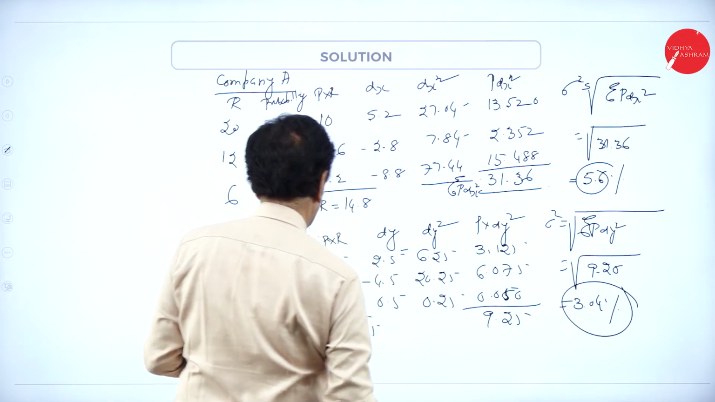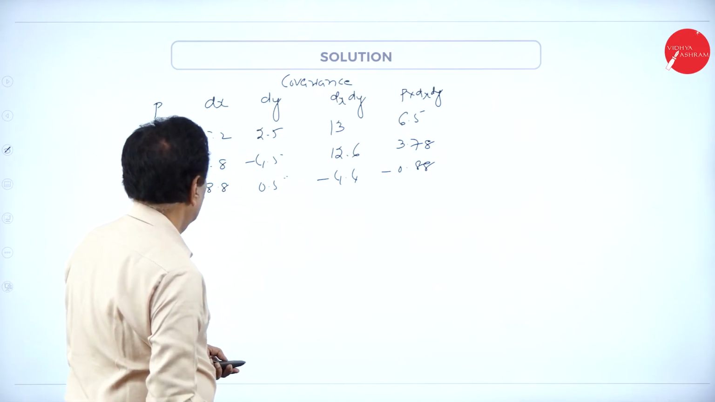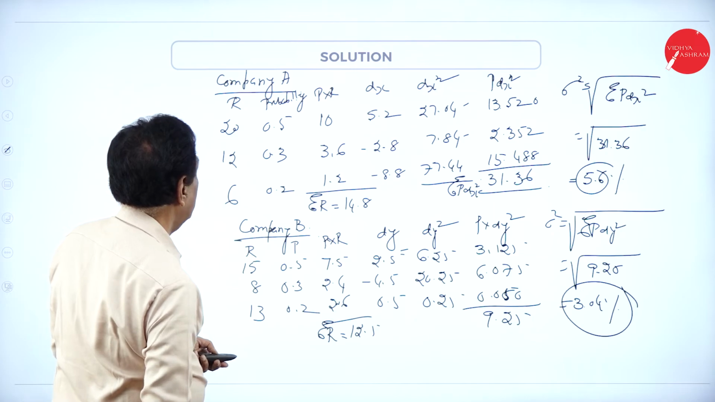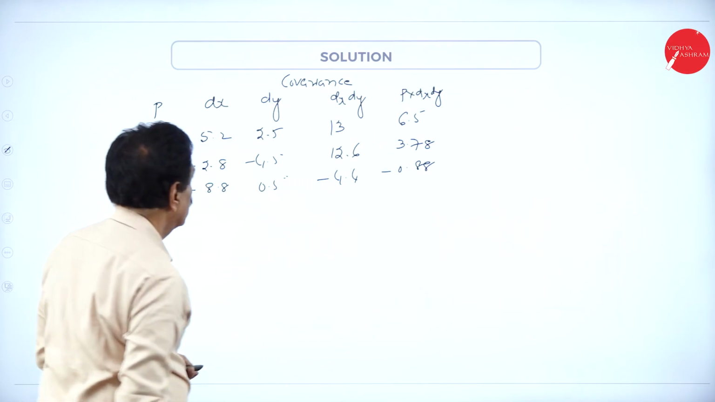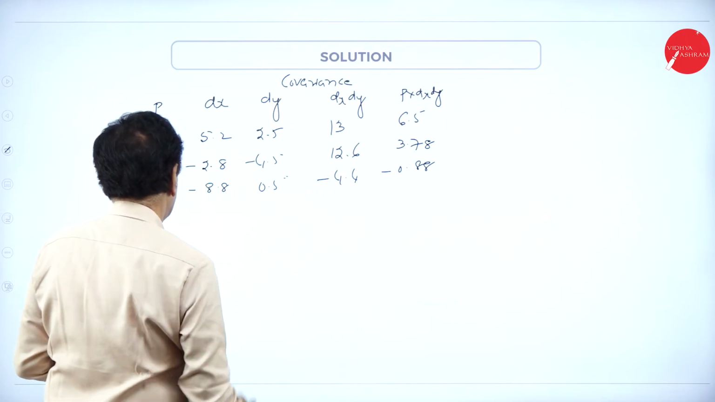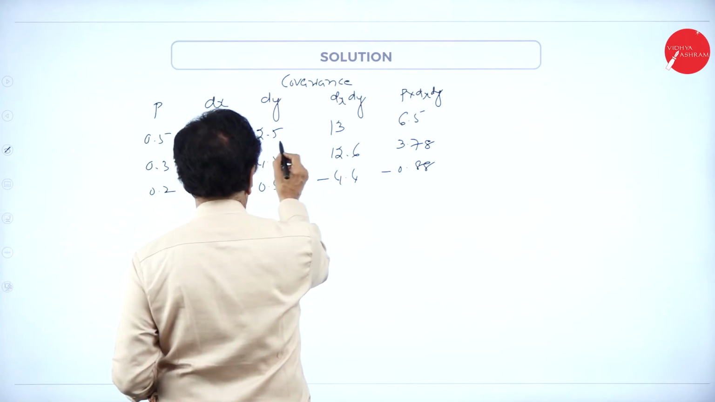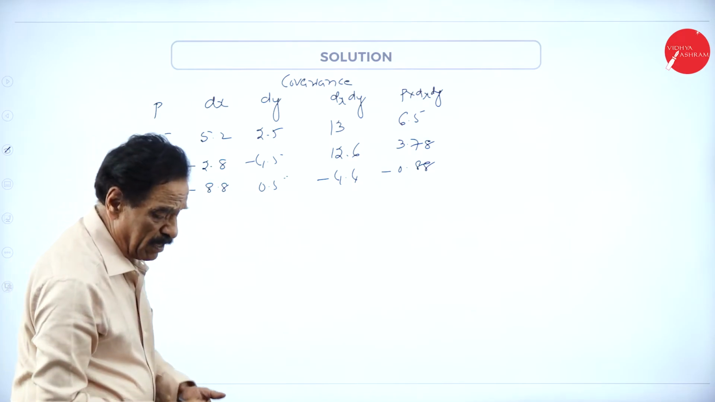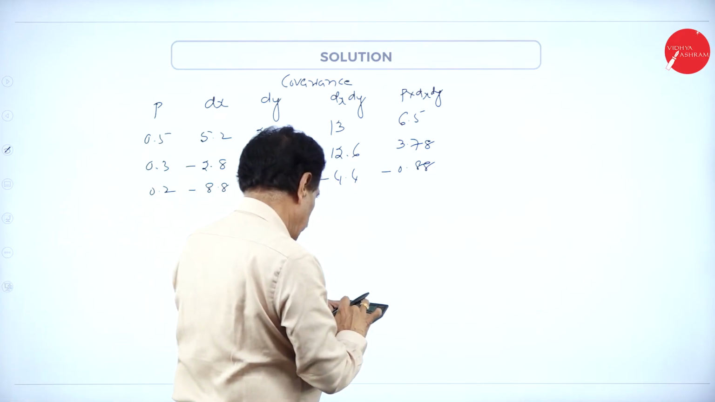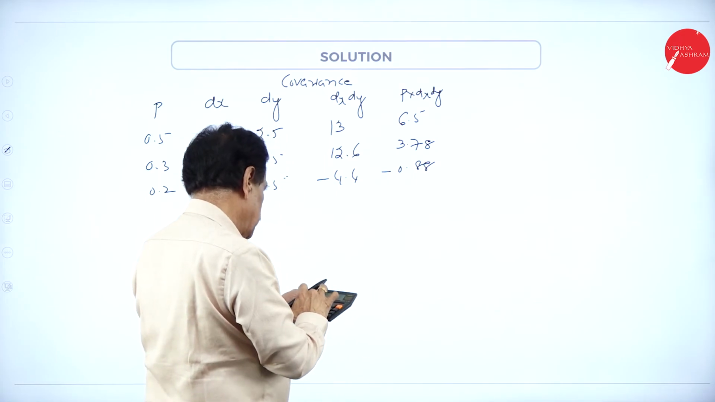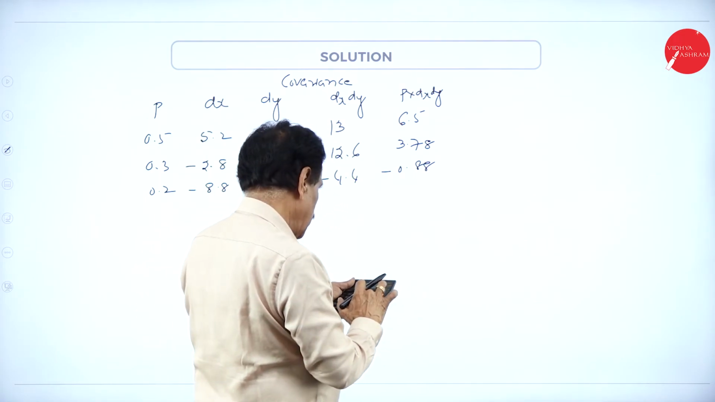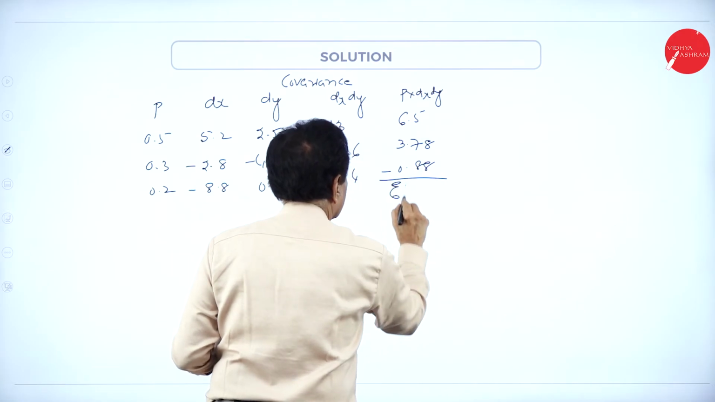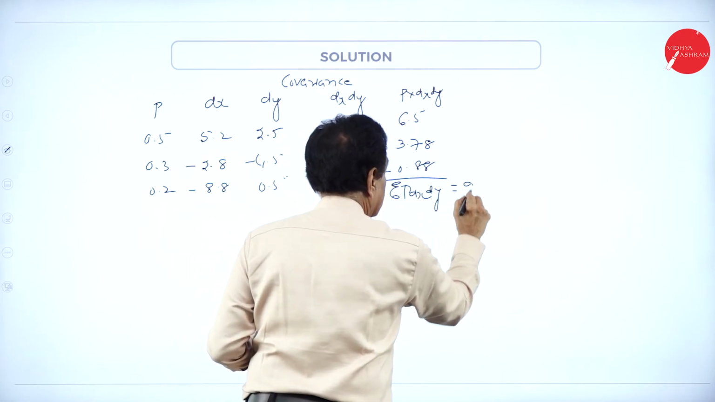Here you can get dy: 2.5, minus 4.5, 0.5. Then dx: 5.2, minus 2.8, minus 8.8. Plus into plus is plus, minus into minus is plus, plus into minus is minus. So this is 6.5 plus 3.78 minus 0.88, which is 9.4, sigma P dx dy. This is your covariance.